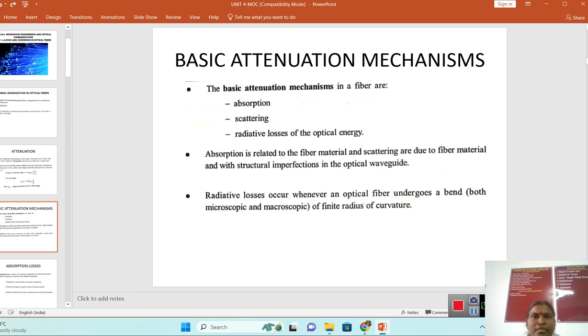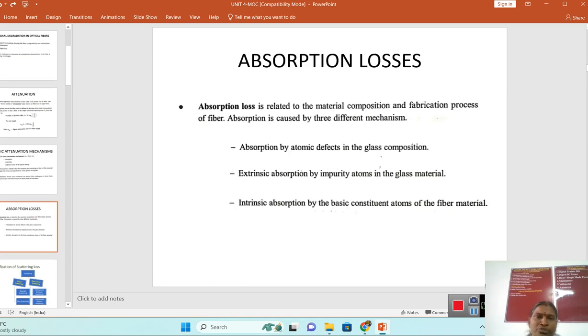The basic mechanisms of attenuation are, one, absorption, two, scattering, and third, radiative losses of the optical energy. Absorption is related to the fiber material, and scattering is due to the fiber material with structural imperfection in the optical waveguide. Radiative losses occur whenever an optical fiber undergoes a bend, macroscopic or microscopic, of finite radius of curvature.